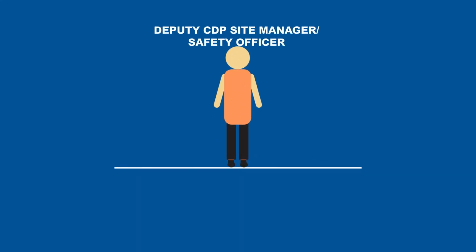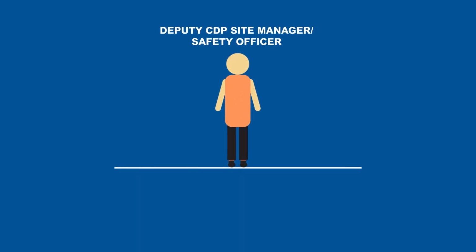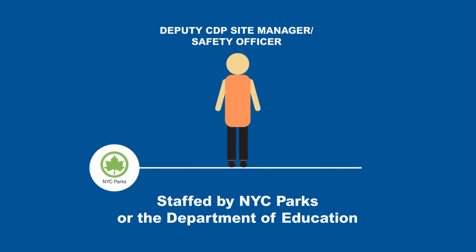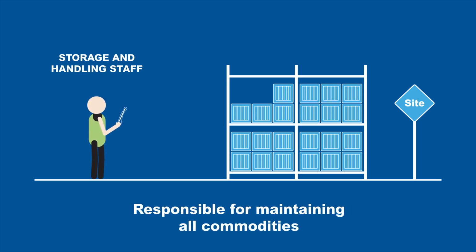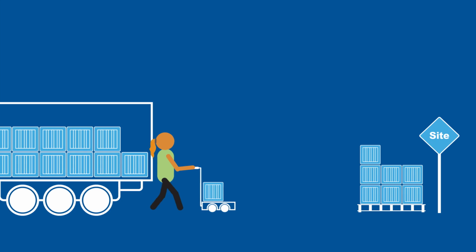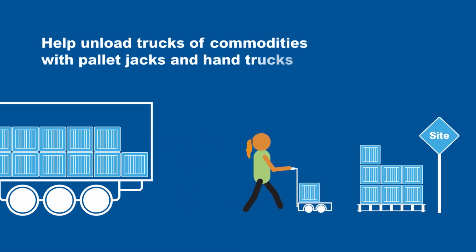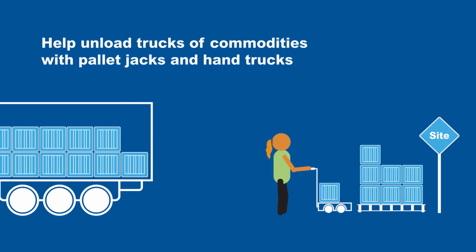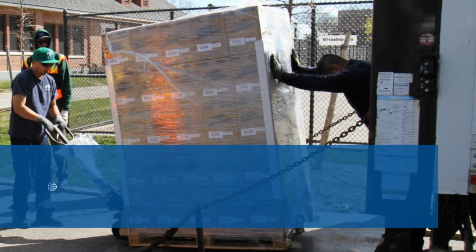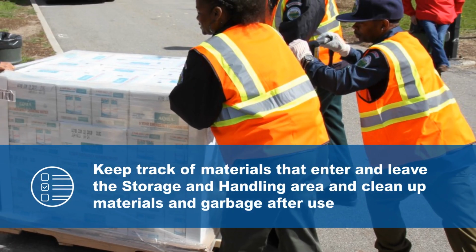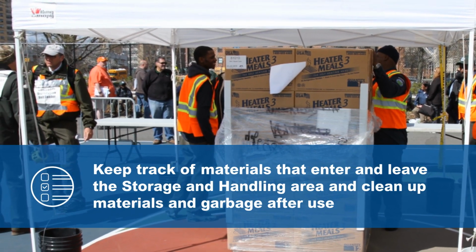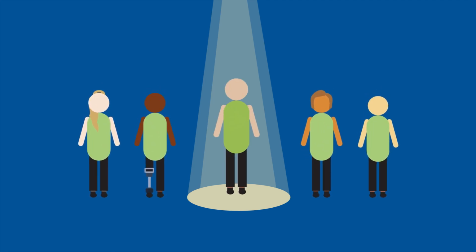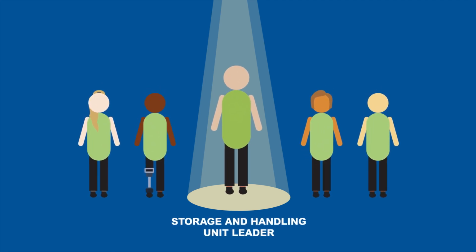The deputy CDP site manager and safety officer role is likely to be staffed by the New York City Parks Department or the Department of Education. Storage and handling staff are responsible for maintaining all commodities that enter the storage area. They are responsible for unloading trucks of commodities with various types of material handling equipment. They keep track of materials that enter and leave the storage and handling area and clean up materials and garbage after use. The storage and handling unit staff are supervised by a storage and handling unit leader.